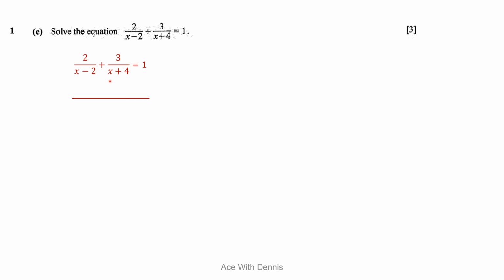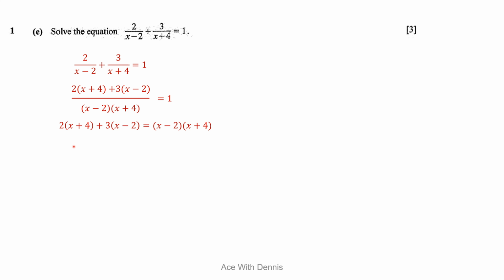So what we need to do is multiply these two denominators together, x minus 2 times x plus 4. For the numerator, the 2 here will multiply with x plus 4, and the 3 here will multiply with x minus 2, and then equals 1. Once we reach this step, we move this x minus 2 times x plus 4 to the right hand side, and this is what we get: 2 times x plus 4 plus 3 times x minus 2 equals x minus 2 times x plus 4.